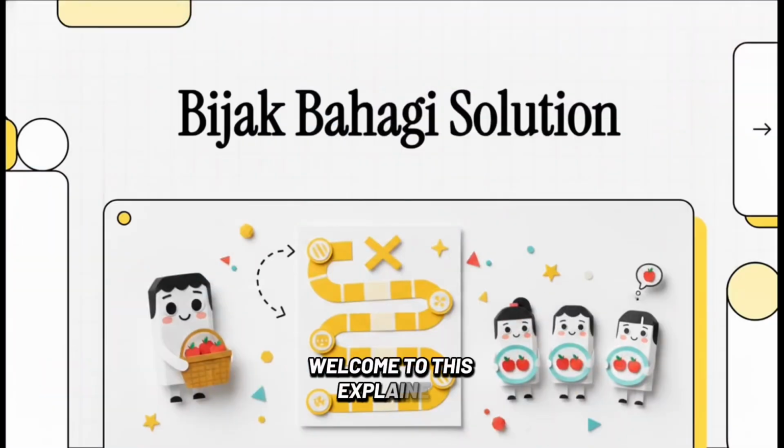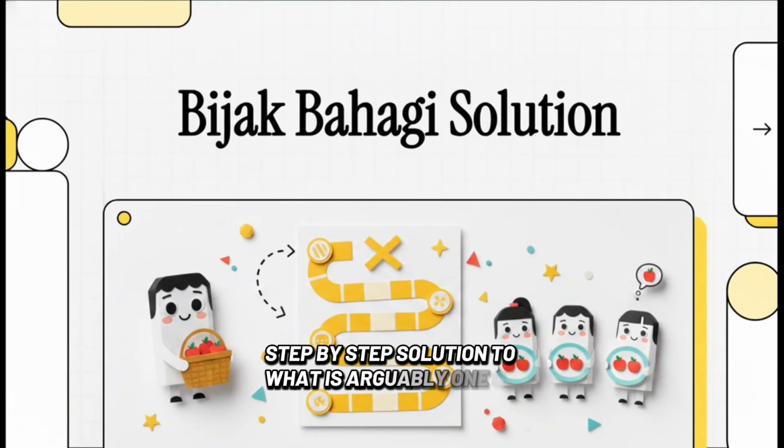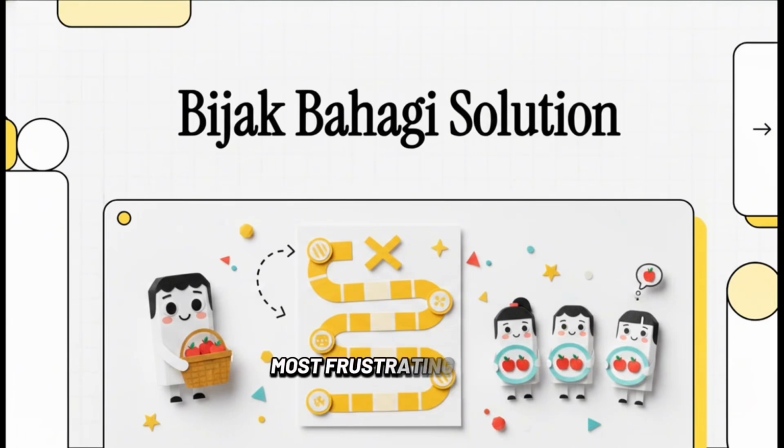Welcome to this explainer. Today we are breaking down a seriously ingenious step-by-step solution to what is arguably one of the absolute most frustrating math hurdles for kids, division with remainders.